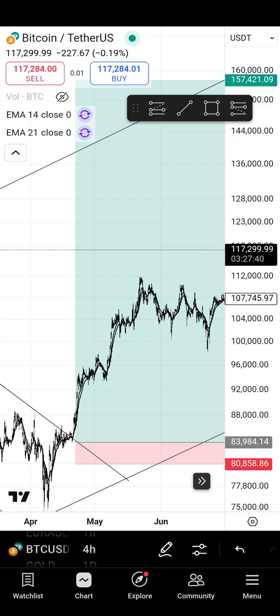Remember, in trading you're just following good risk management. There's no free money out there, so you must be willing to risk something, which is this red part, to then get the green part.